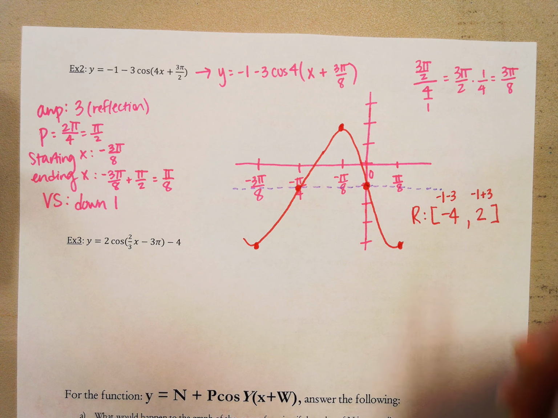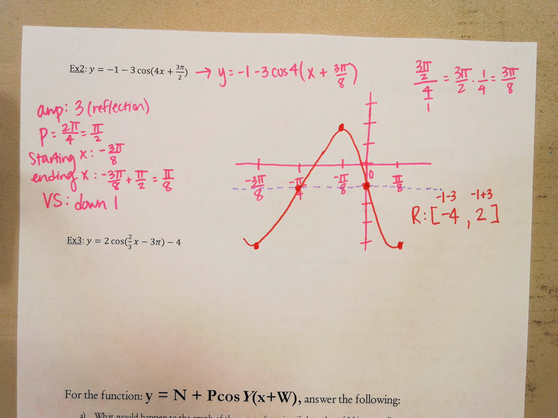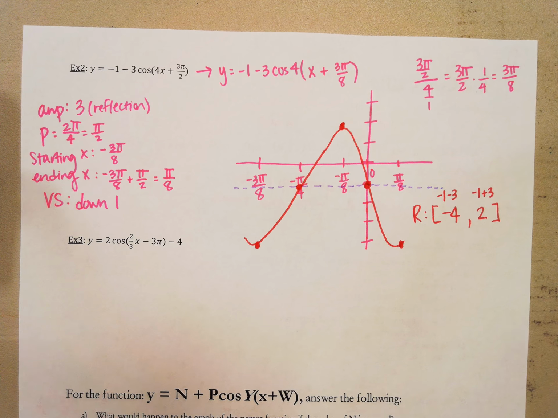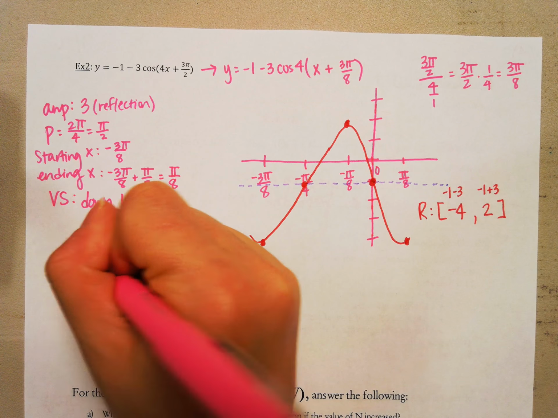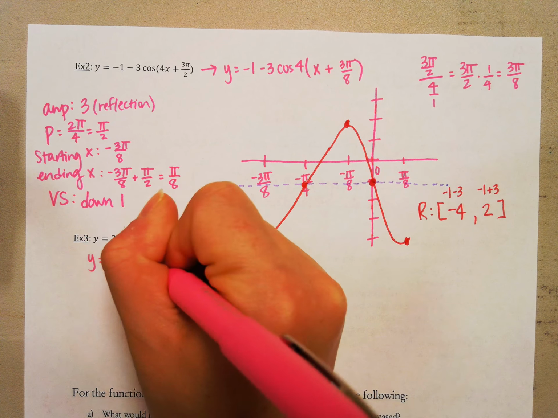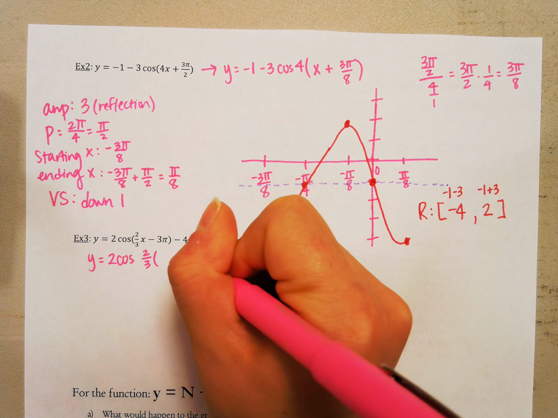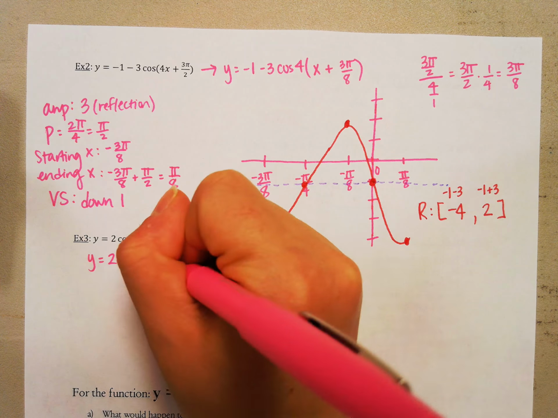And last one for today. Again, the first thing that we want to do is see if we have to factor out something. We definitely do in this one. So we have to factor out, in this case, a 2/3. That's a little hard.